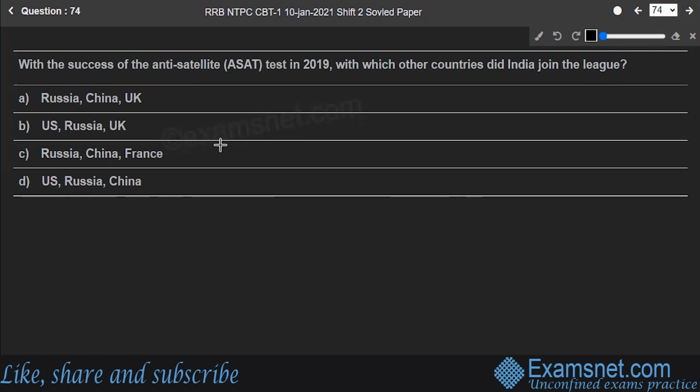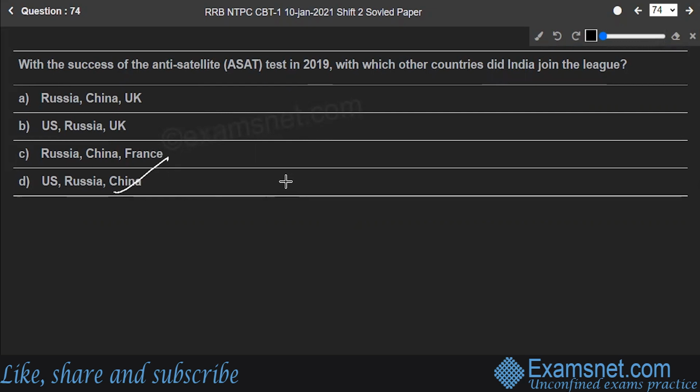Next is question number 74. With the success of anti-satellite ASAT test in 2019, with which other countries did India join the league? Russia, China, UK; US, Russia, UK; Russia, China, France; or US, Russia, China? The correct answer is US, Russia, China.